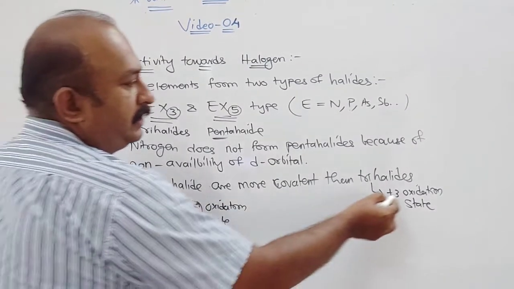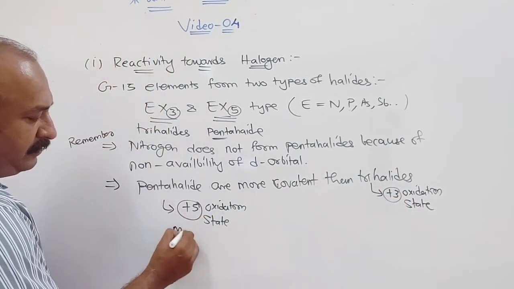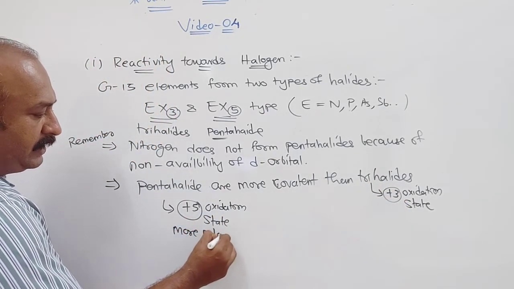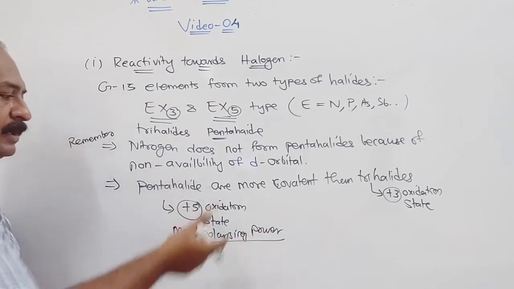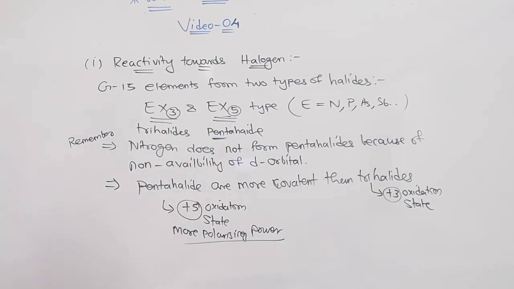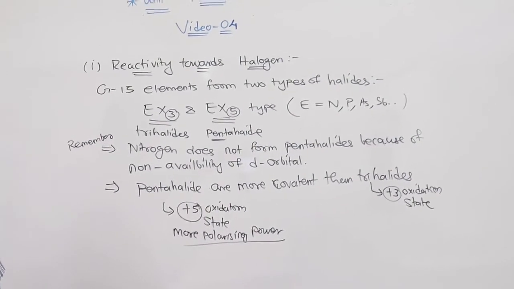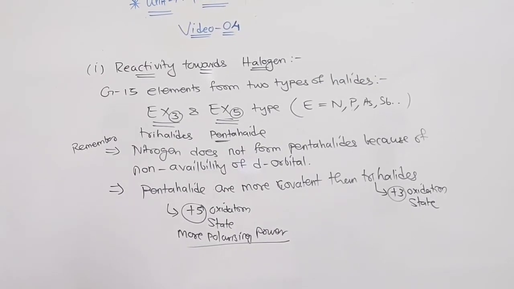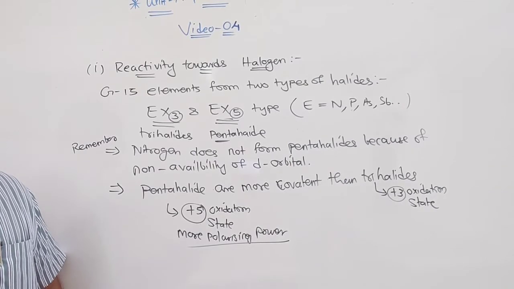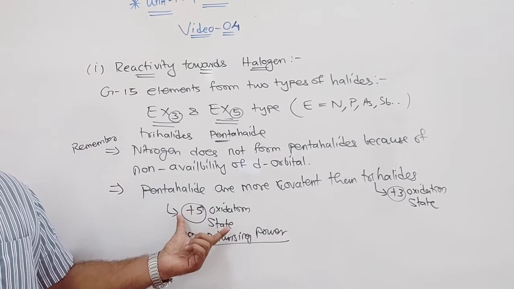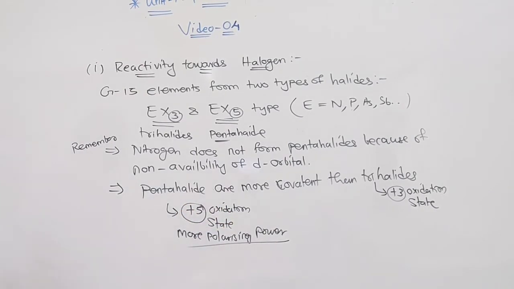This will have more polarizing power. More polarizing power means it forms ions. Is this part clear? So it easily forms ions. So that is more polarizing power than in +3 oxidation state, and the covalent character of the bond is more in pentahalide.